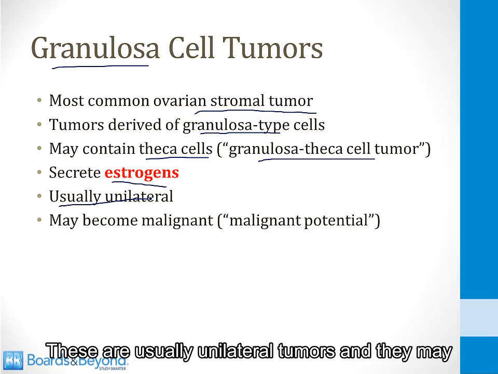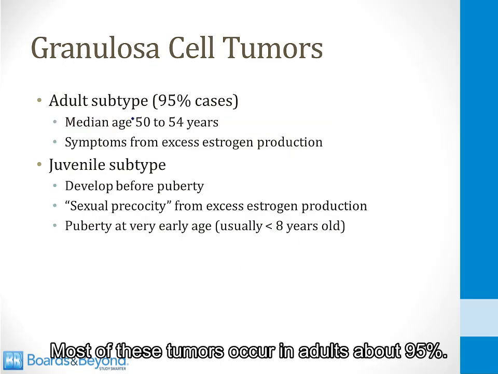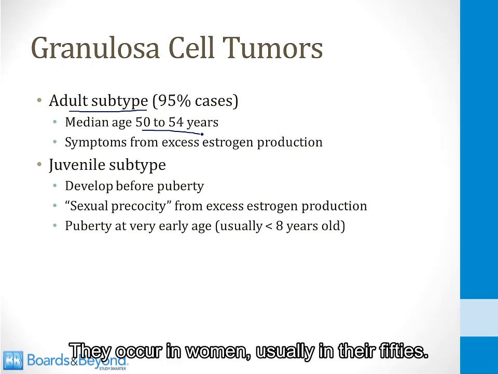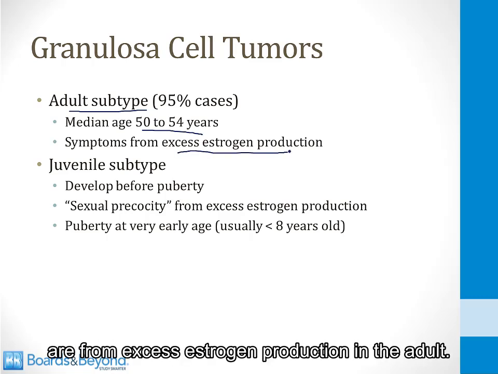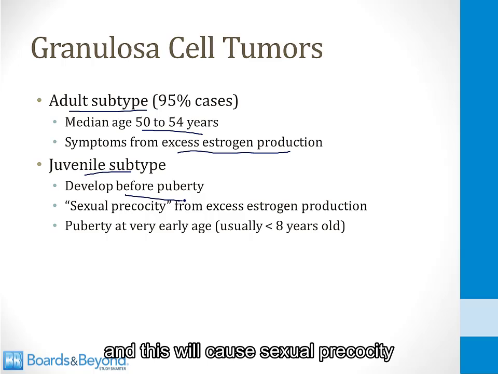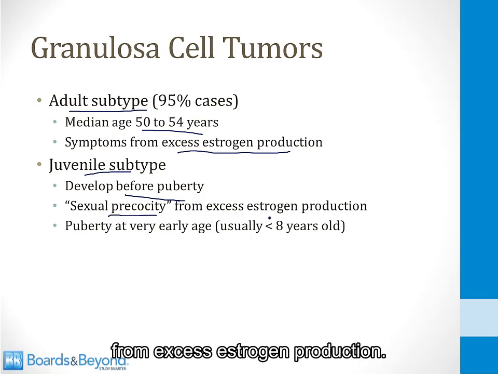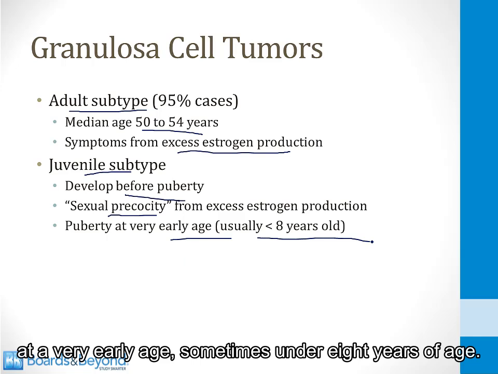These are usually unilateral tumors, and they may become malignant. They are said to have malignant potential. Most of these tumors occur in adults, about 95%. They occur in women usually in their 50s, and the symptoms, as we'll see in a minute, are from excess estrogen production in the adult. There is a juvenile subtype that occurs before puberty, and this will cause sexual precocity from excess estrogen production. Basically, it will cause the female to undergo puberty at a very early age, sometimes under 8 years of age.